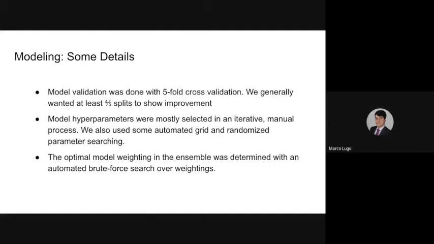Now the weights for the ensemble were found with an automated brute force search. It was testing a high amount of permutations, and it also included weight zero, which allowed us to sometimes drop models that were good by themselves but were not necessarily beneficial for the ensemble.